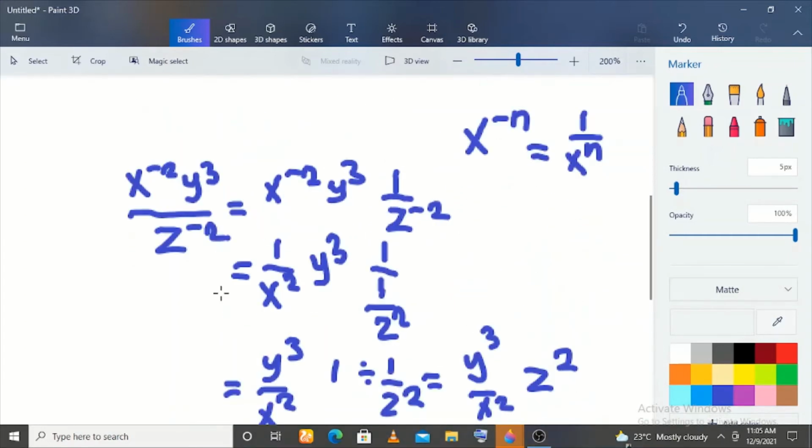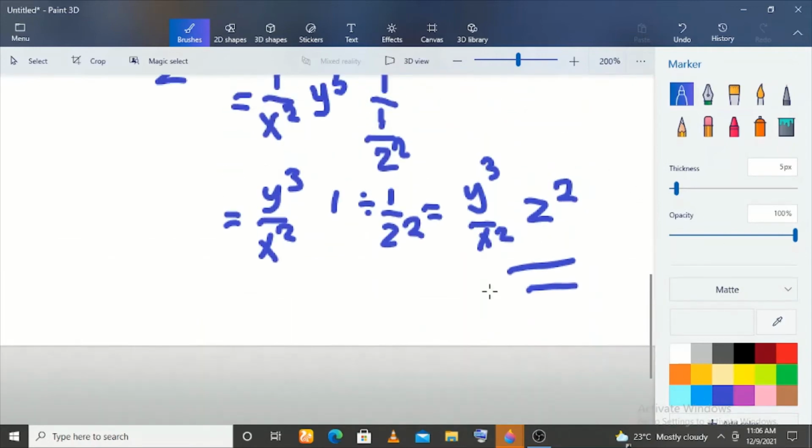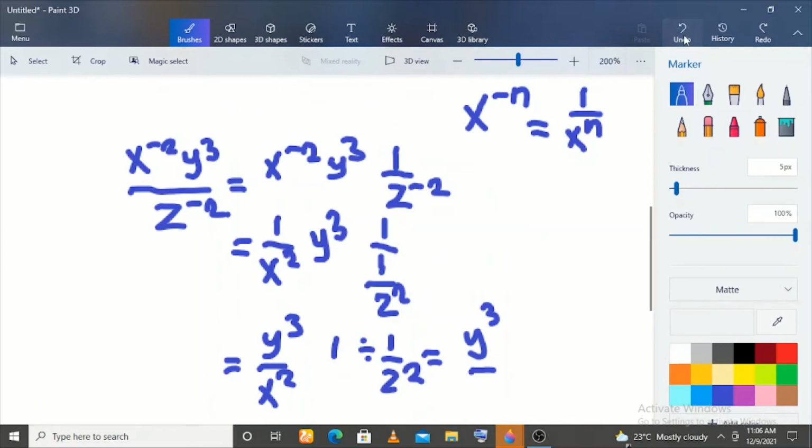Usually they will just ask you to simplify this. So we have simplified it, and then we have this. So we have simplified. Let us do one on radicals now.